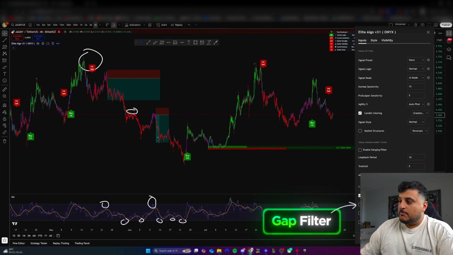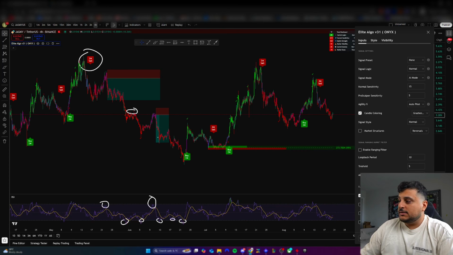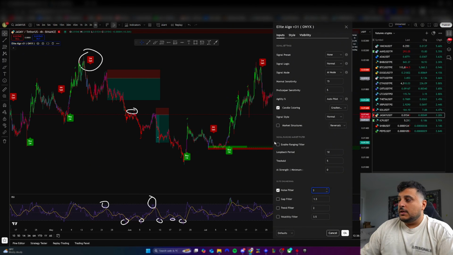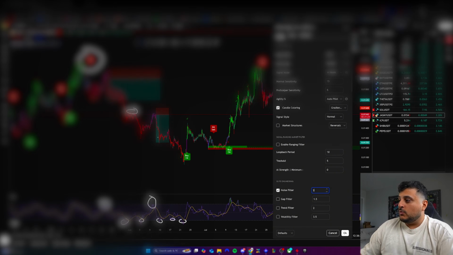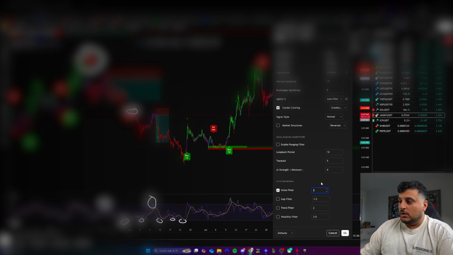We also have gap filters. What this basically does is that it adds a filter to big price movements that happen very, very fast. Trend filter and volatility filter that you can use whenever you're trading with the indicator. Sorry, my camera was blocking all that, but this is basically what I was talking about over here. The noise filter, we can increase, reduce this.